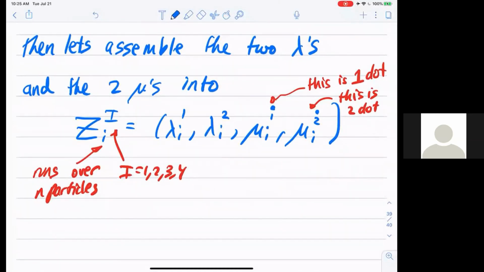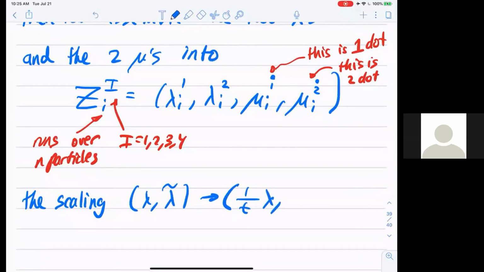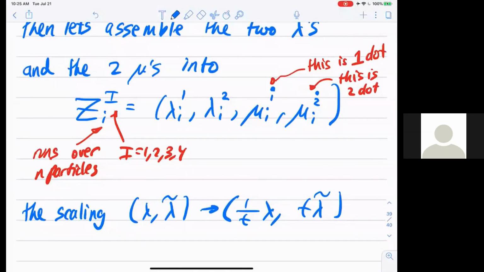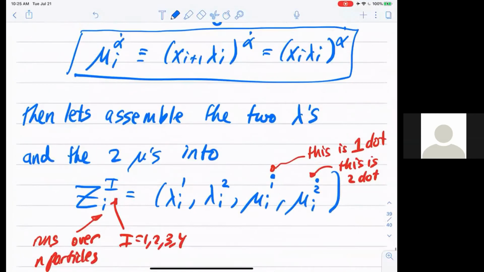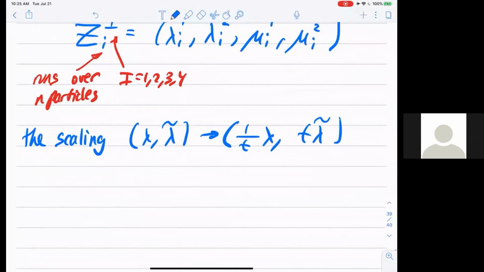is that if we look at the scaling, remember that the little group scaling involved us taking lambda and lambda tilde to 1 over t times lambda and t times lambda tilde. Now, if we go back and look, obviously, as we know, that leaves the momentum p unchanged. Therefore, it leaves x unchanged. And if we look back at this definition, we'll see that rescaling lambda by a factor of 1 over t means that mu also gets rescaled by a factor of 1 over t.